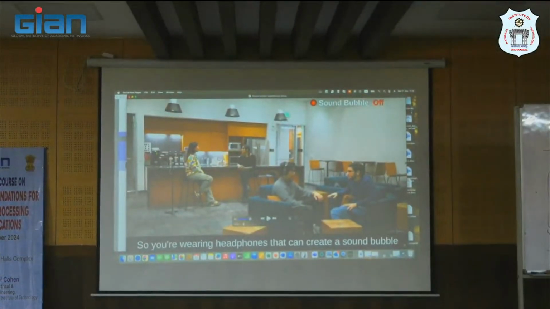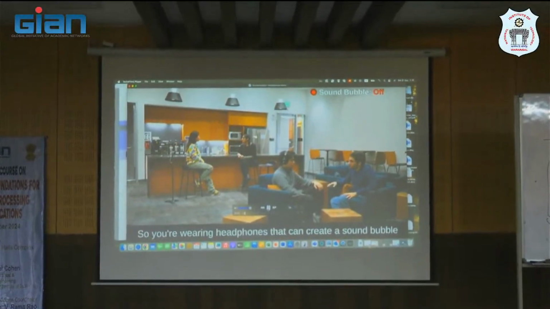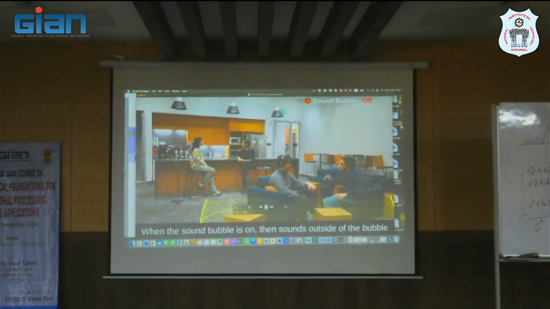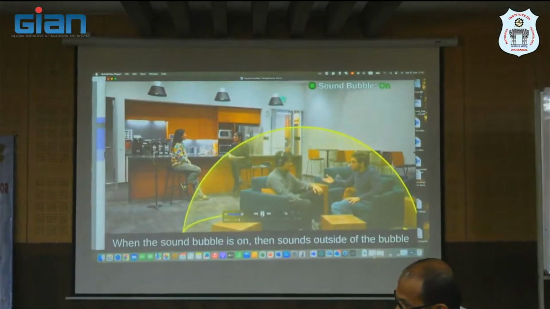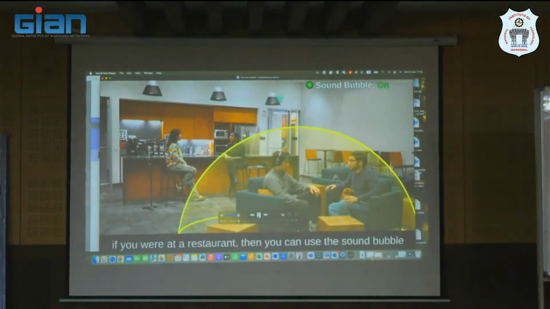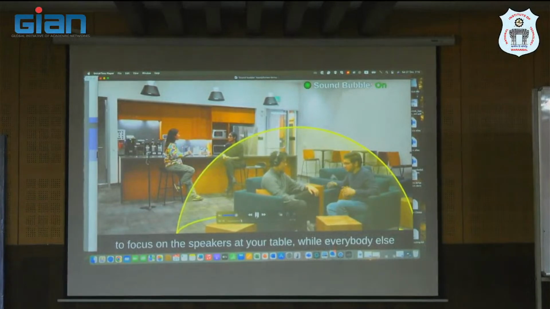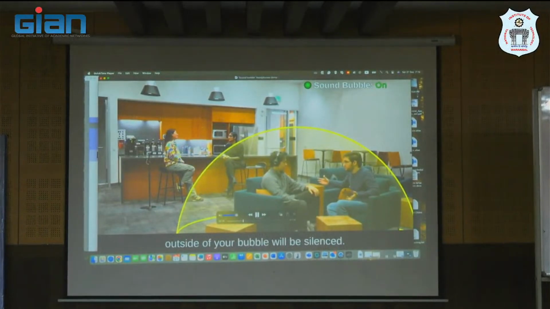Okay, good. Create a sound bubble. When the sound bubble is on, then sounds outside of the bubble will disappear so that you can hear my voice very clearly. If you were at a restaurant, you can use a sound bubble to focus on the speakers at your table while everybody else outside of your bubble will be silenced.